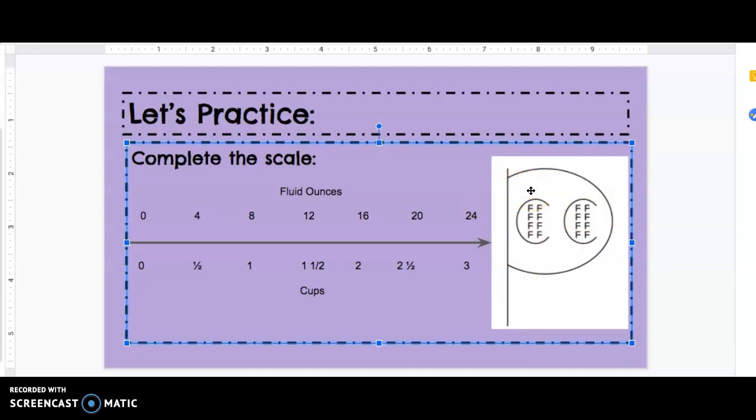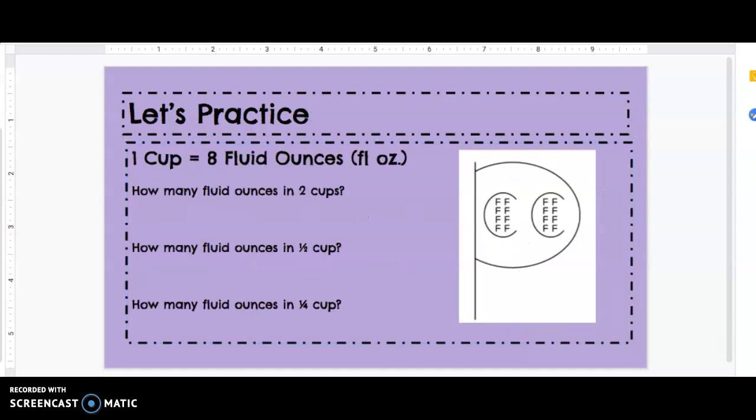So now that we've had a chance to use our scales and our images, let's work on some problems that involve converting. 1 cup is equal to 8 fluid ounces. So how many fluid ounces are in 2 cups? How many fluid ounces are in half a cup? How many fluid ounces are in a fourth of a cup? Pause the video, and when you're ready, press play.